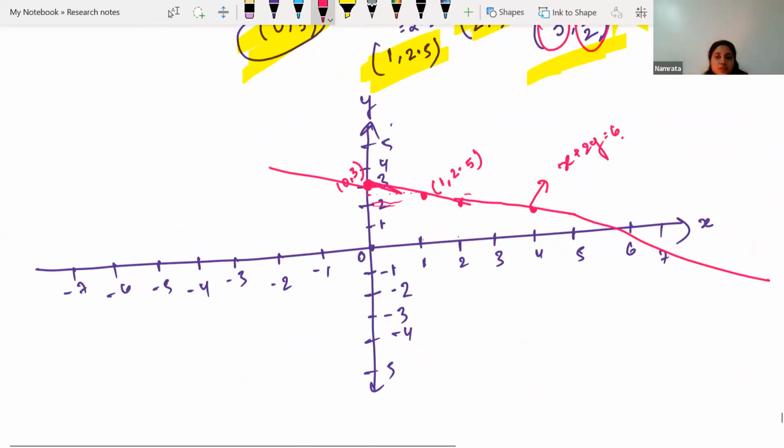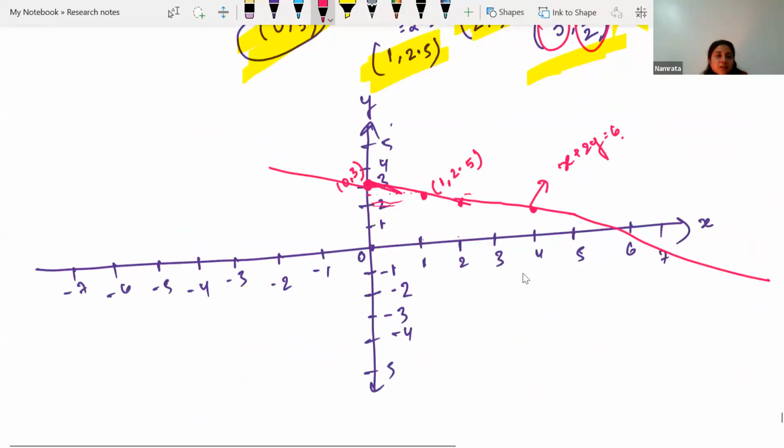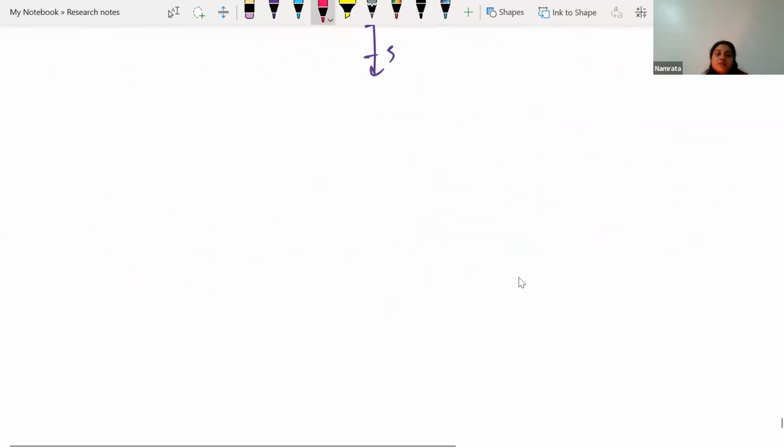This is the graph of this equation. Okay, if it is clear, well and good. Let's do a few more questions so that it will be more clear to you.